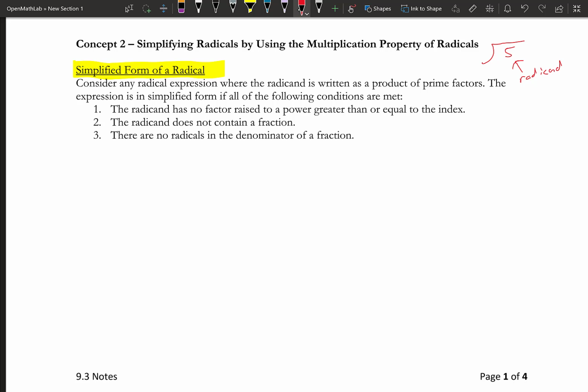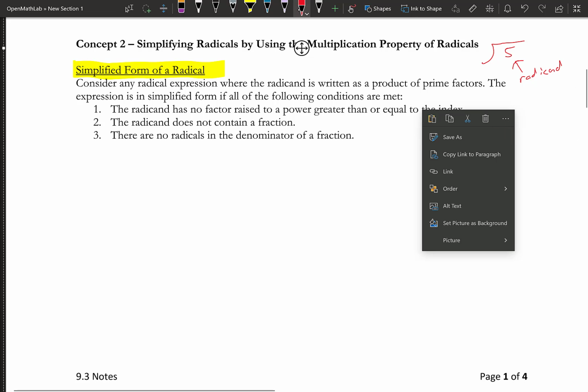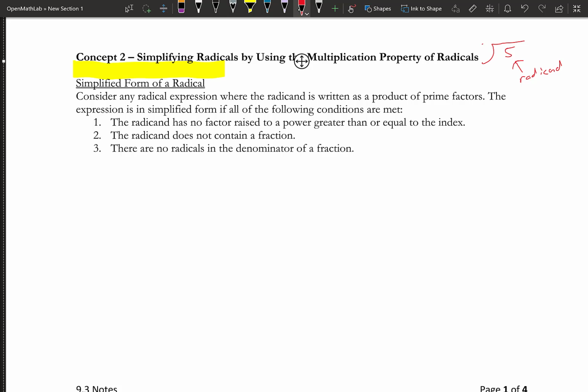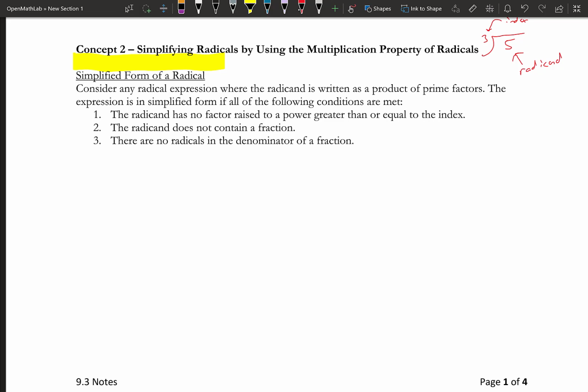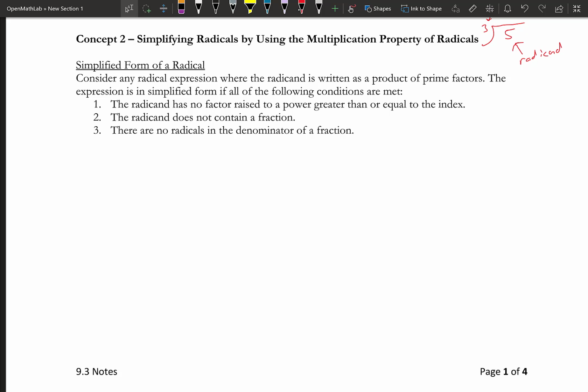The expression is in simplified form if all of the following conditions are met. The first condition is that the radicand has no factor raised to a power greater than or equal to the index. Remember, if I put a 3 out here, that is referred to as the index. So that's the cubed root of 5. That 3 out there is the index. Number 2 is the radicand does not contain a fraction. And the third condition is that there are no radicals in the denominator of a fraction.